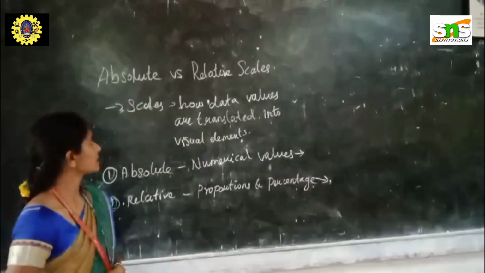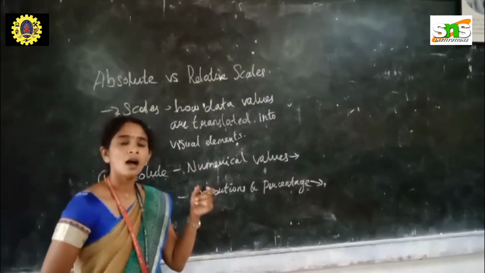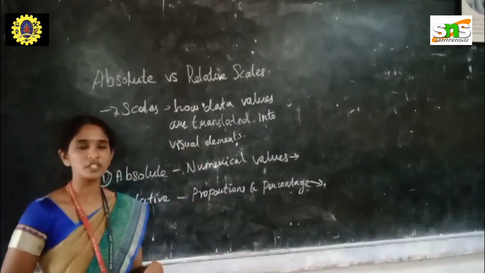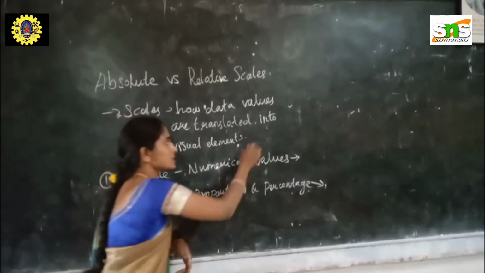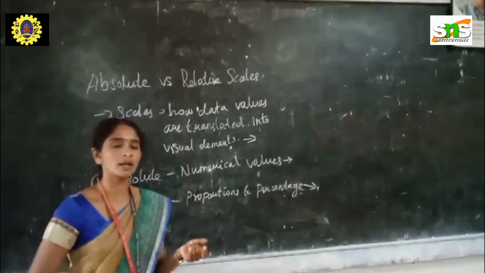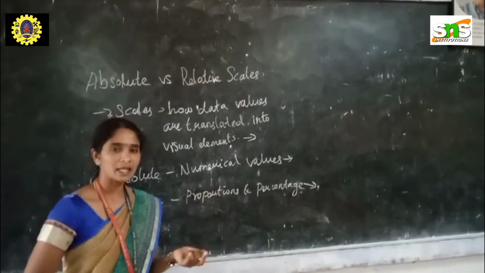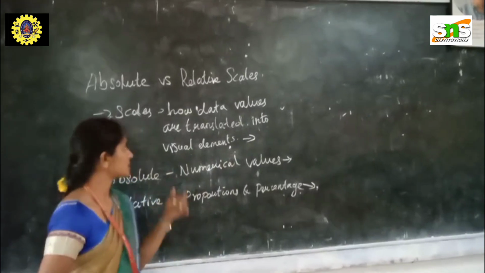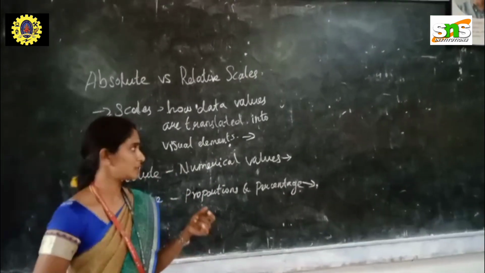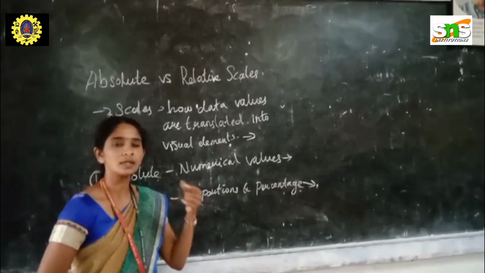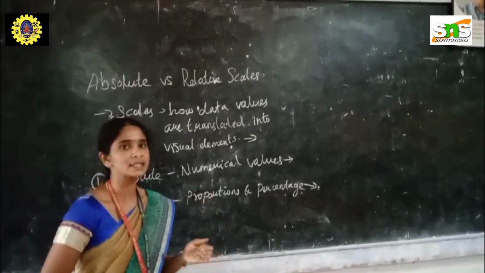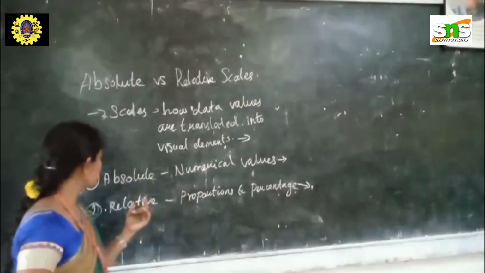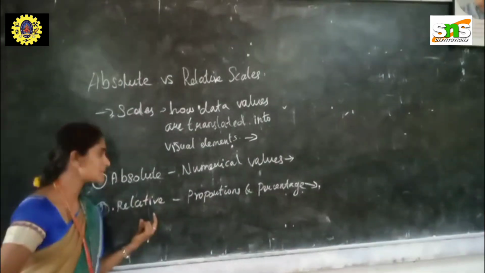First is scales. Scales mean how the data values are translated into visual elements. Visual elements are charts, such as bar charts, pie charts, line graphs and heat maps. These are all examples of visual elements. So the scale definition is how data values are translated into visual elements. There are two types: the first is absolute and the second is relative.